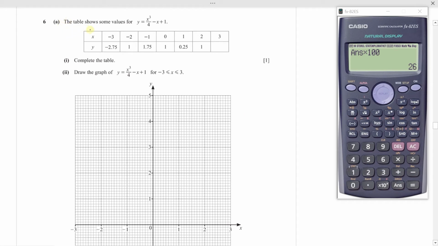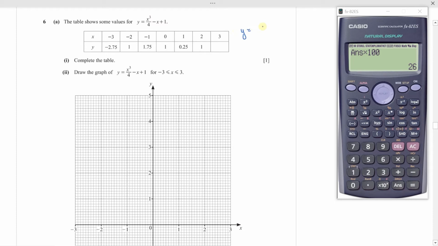Question number 6, part A. The table shows some values for y equals x cubed over 4 minus x plus 1. The first part is to complete the table. The missing value is when x equals 3. So let me substitute x equals 3 here.